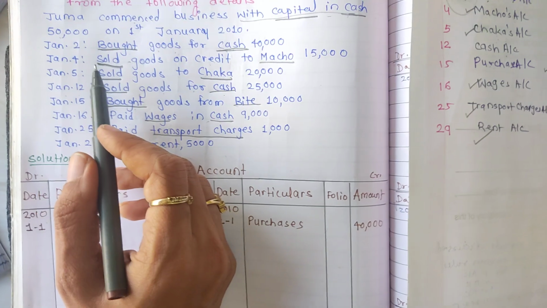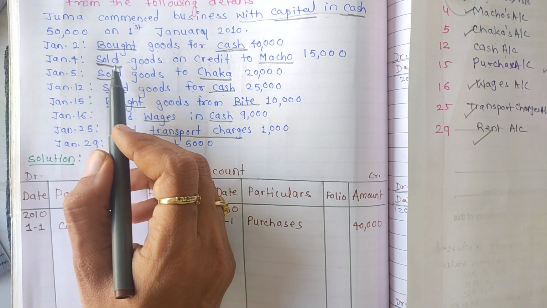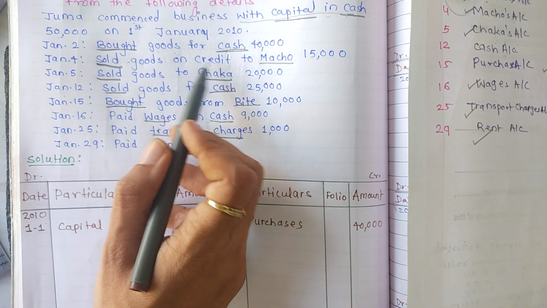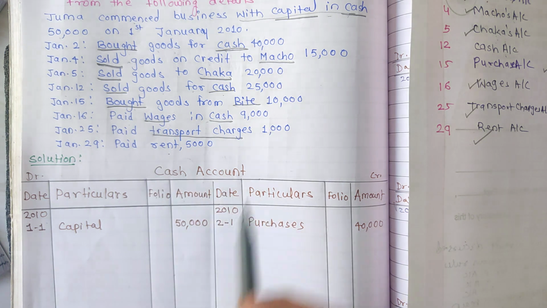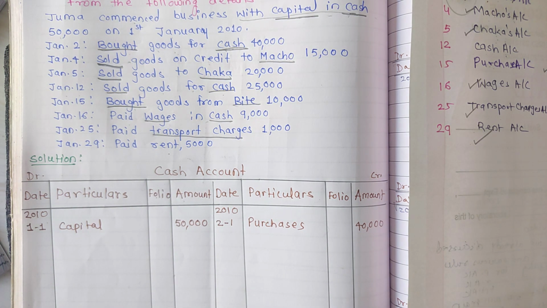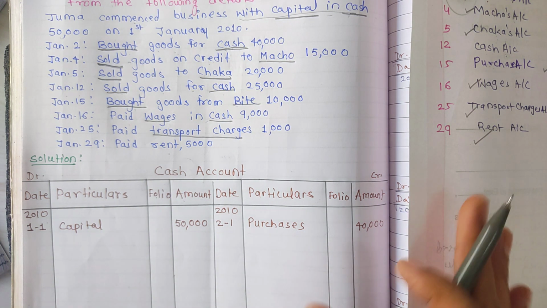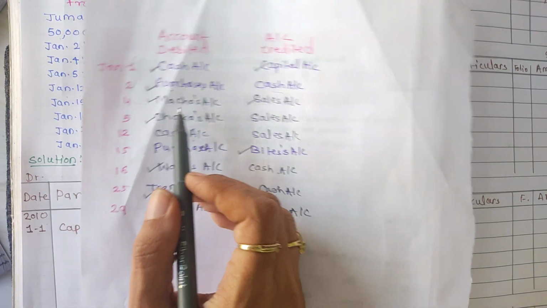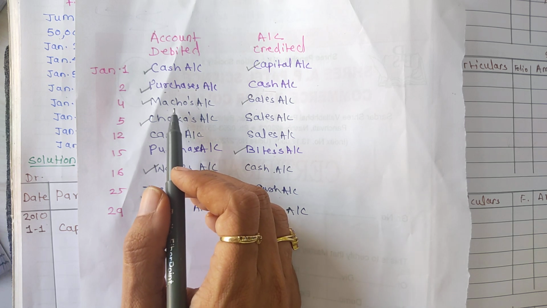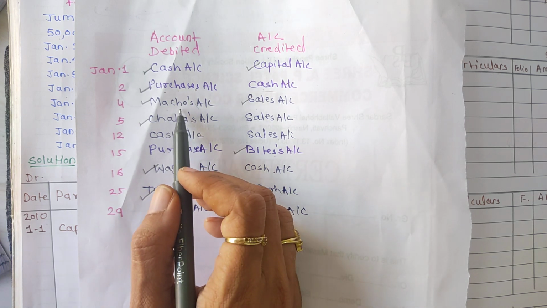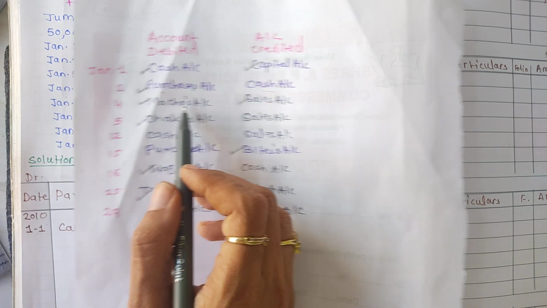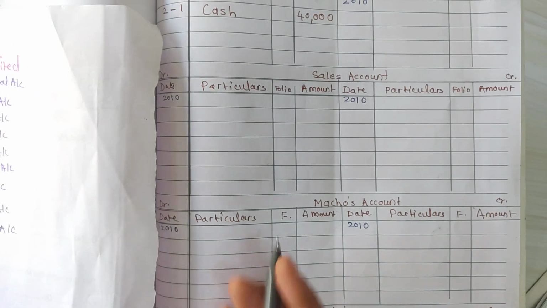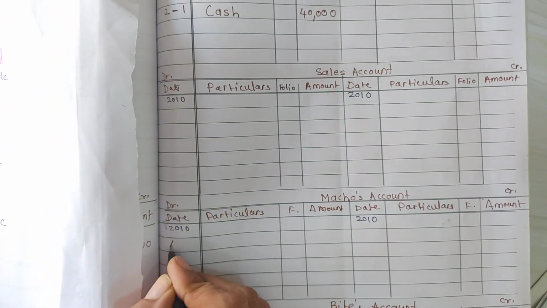Now transaction is on 4th January. Sold goods on credit to Macho. Sold goods, here it is on credit. So there is no cash transaction. Cash is not coming in the business or even not going. So which are the two accounts affected? Macho and sale. Sold goods on credit. So who is receiver? Macho is receiver. So Macho's account is debited. So in the Macho account, effect will come on the debit side.